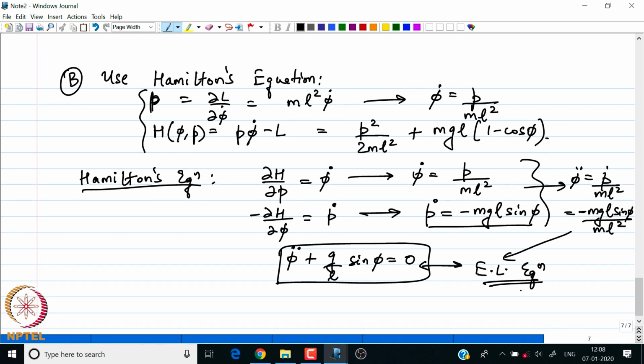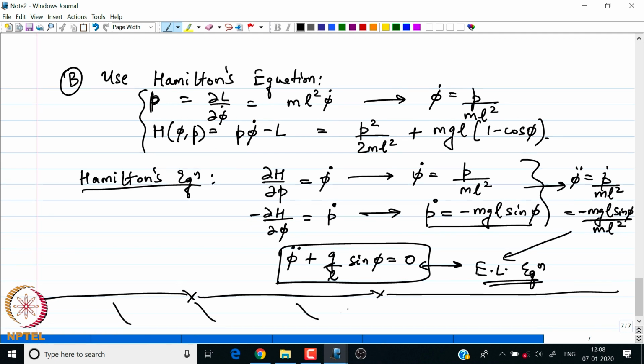So let us look at another example in which Hamilton's principle is especially useful. The Euler-Lagrange machinery is going to give me an equation which is very, very complicated.